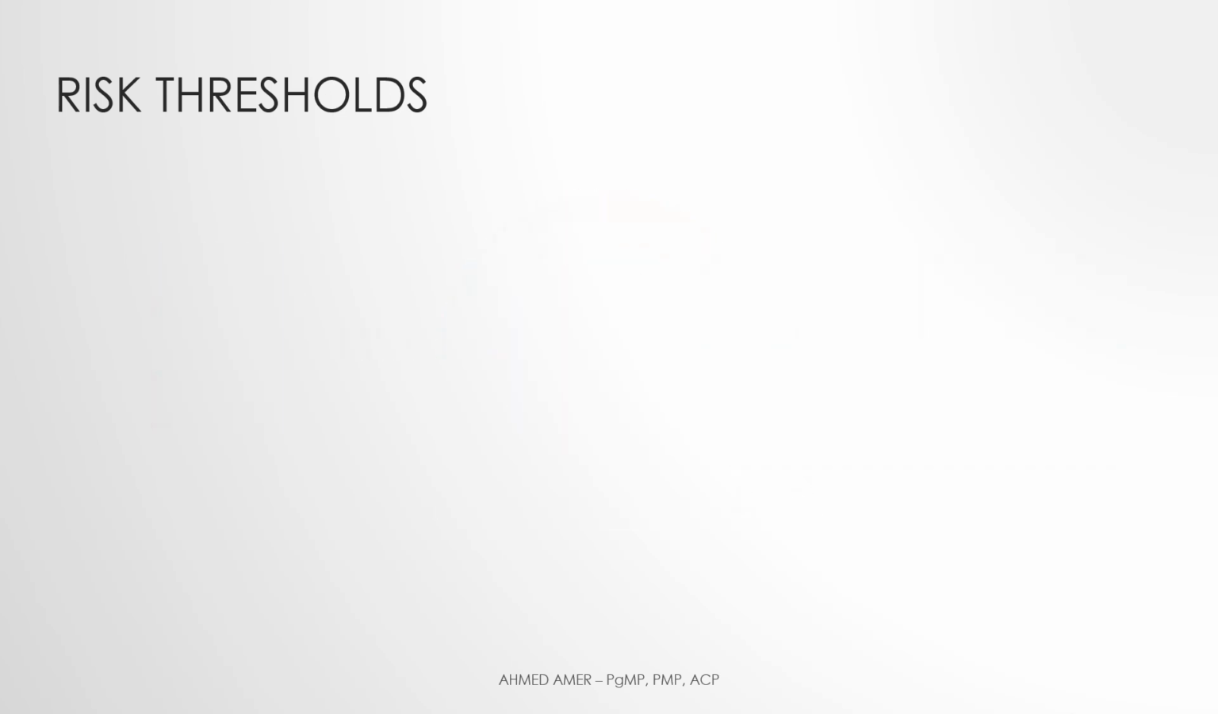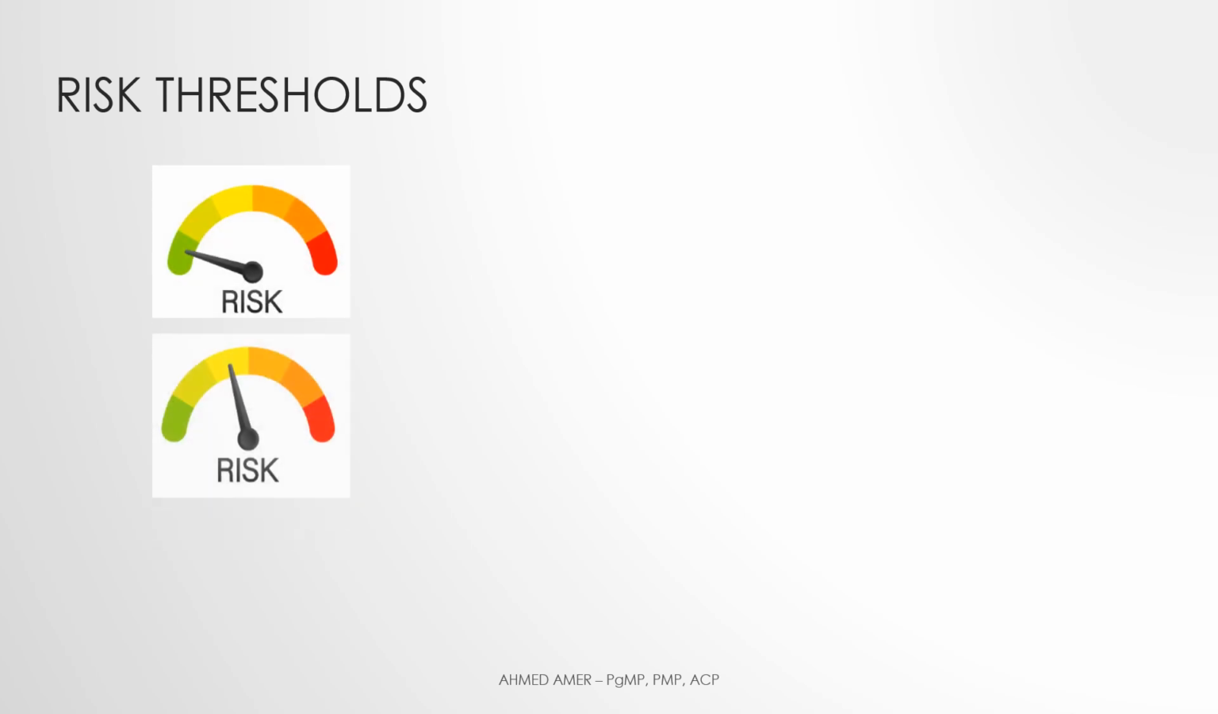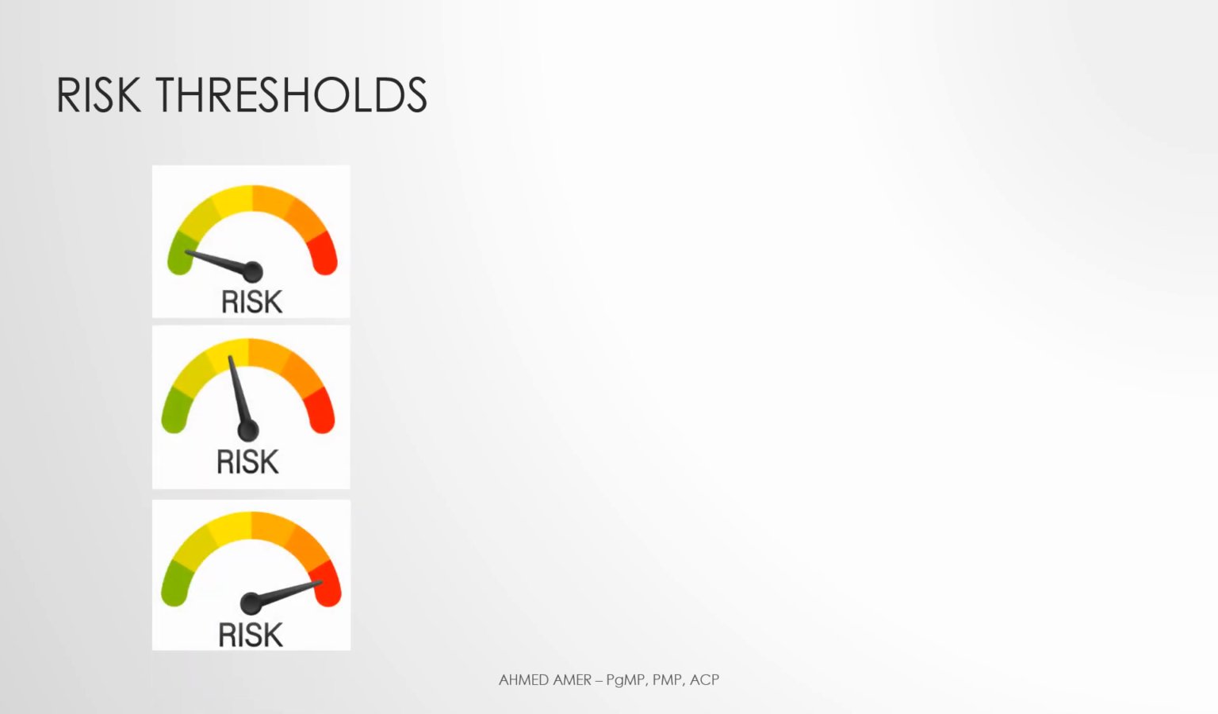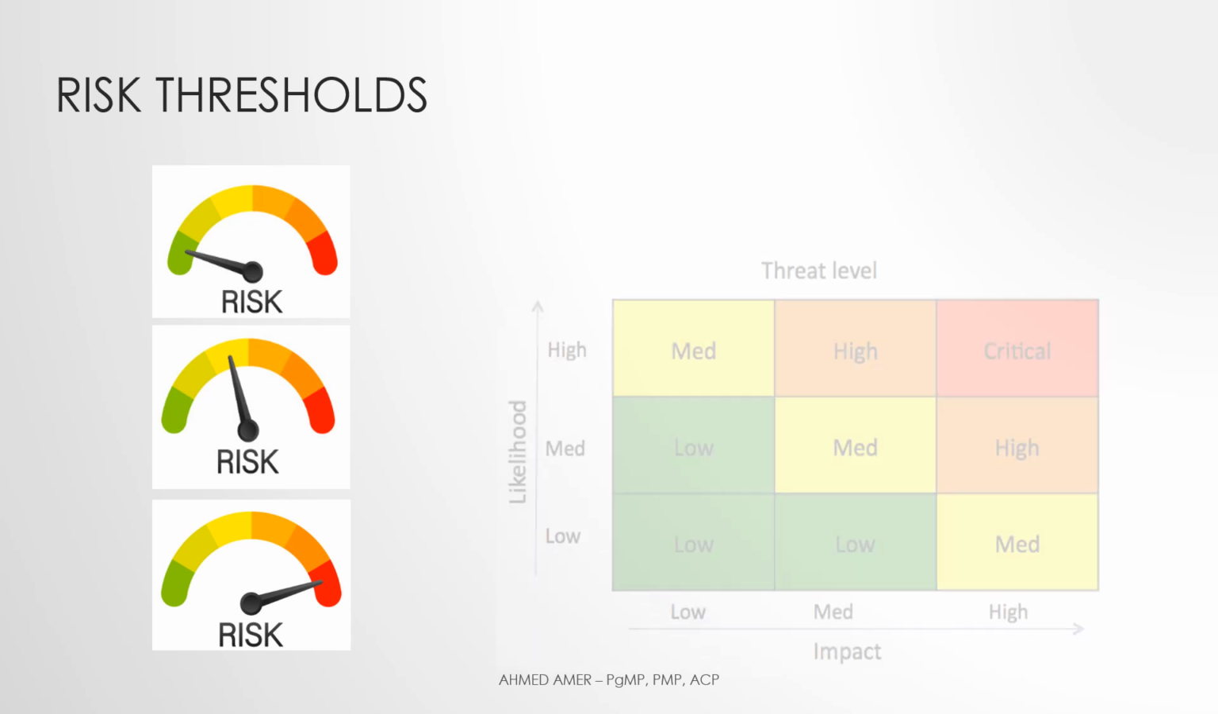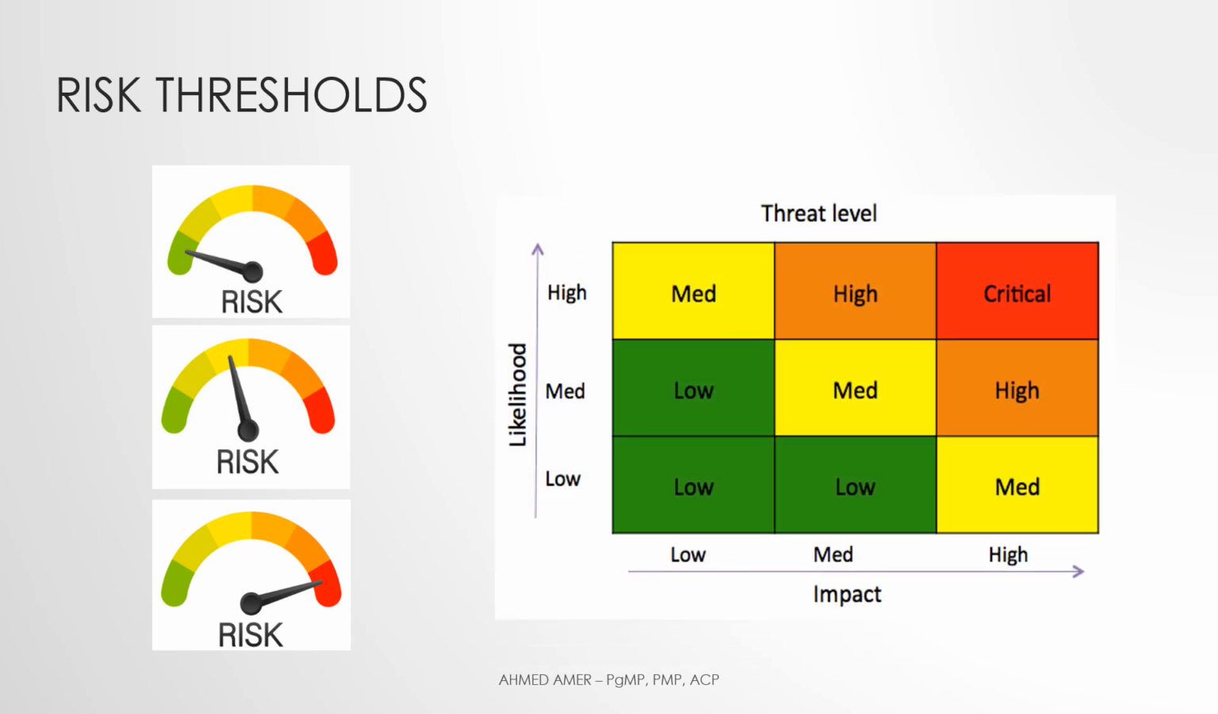Examples of program risk thresholds include: what is the minimum level of risk exposure for a risk to be included in the risk register? What is the maximum level of risk exposure that can be managed within the program before an escalation should be triggered? What are the qualitative and quantitative risk ratings?